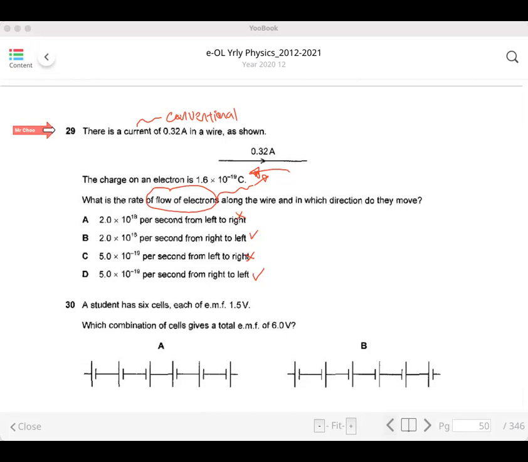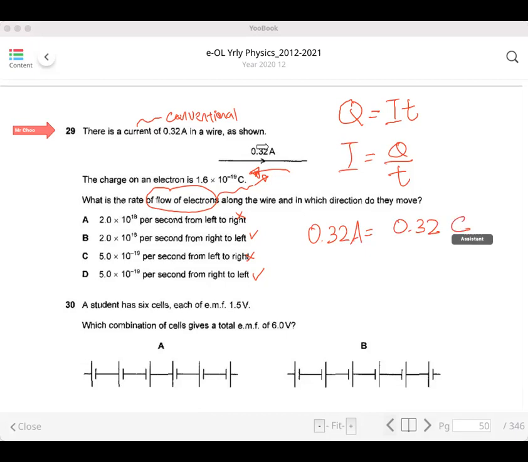For this question, you need to know Q is It. Or you can just write down I is equal to the rate of flow of charge. Current means the rate of flow of charge. So 0.32 ampere is the same as 0.32 coulomb divided by 1 second. Is that clear? So every second there is 0.32 coulomb of charge. The question here is they are all per second.